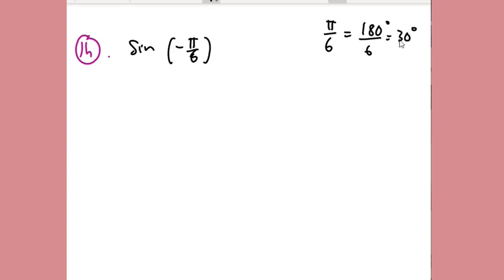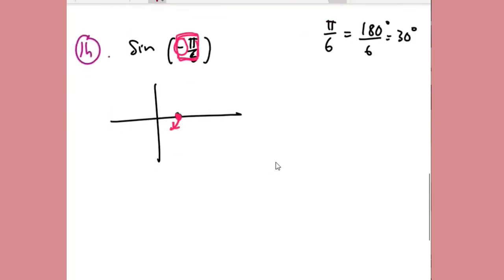Next, sin negative pi over 6. Negative pi over 6 is in radians. If you are not sure what pi over 6 is, change to degrees. This is equal to 30. So sin 30, and then the quadrant. This one is a negative angle. A negative angle means we start from the same point on the x-axis, but follow the clockwise direction, to the below here.